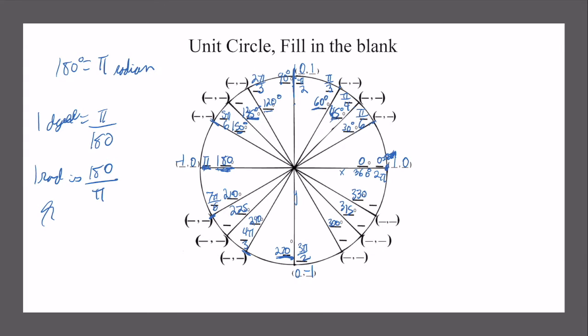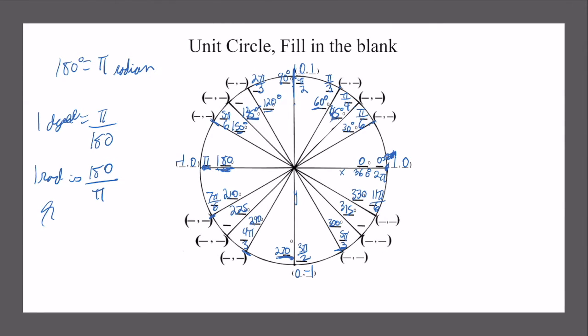Then I have 9 pi over 6, which simplifies to 3 pi over 2. Then I have 10 pi over 6, which simplifies to 5 pi over 3. Then I have 11 pi over 6. Next, I just have to do the 45 degrees.